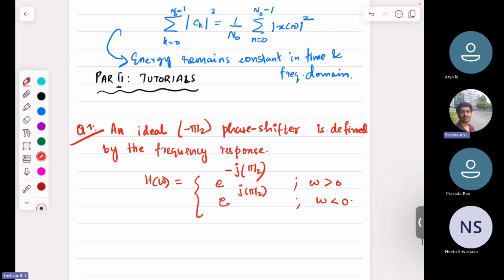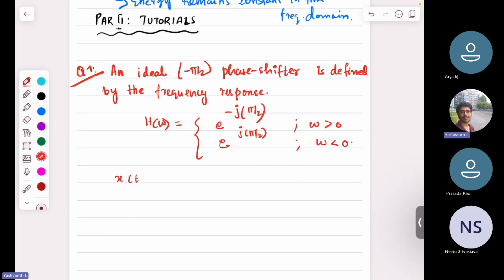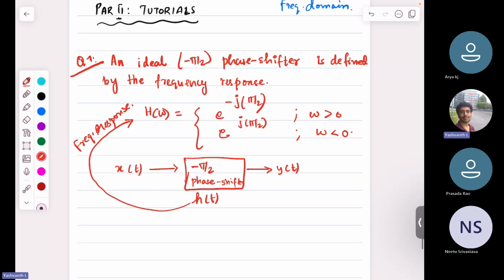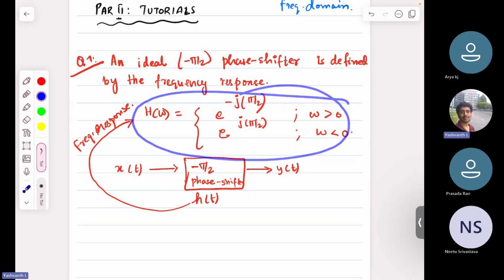For example, if you have an input x of t, this is a system which does a minus pi by 2 phase shift, and the output is y of t. This impulse response is h of t, whose frequency response is h of omega given above. This is called a phase shifter. That is, it shifts the phase of your input signal by minus 90 degrees. That is called the minus pi by 2 phase shifter, and its frequency response is given by this h of omega.